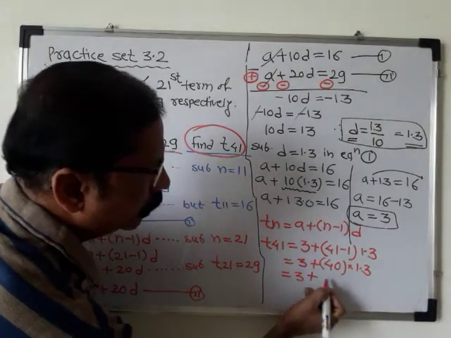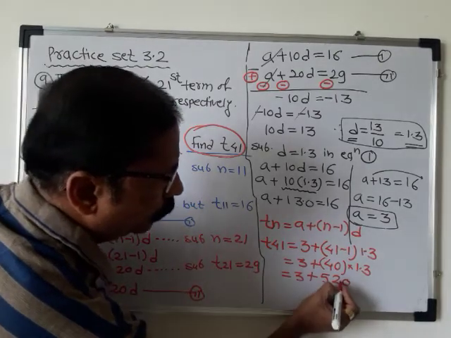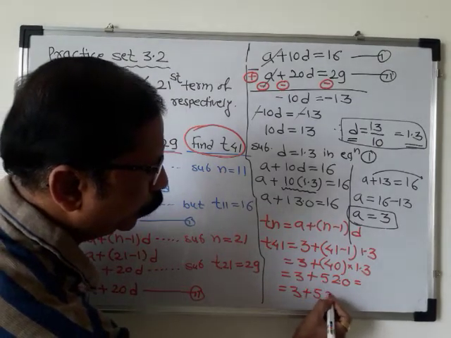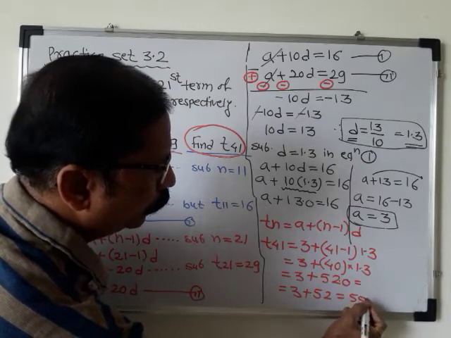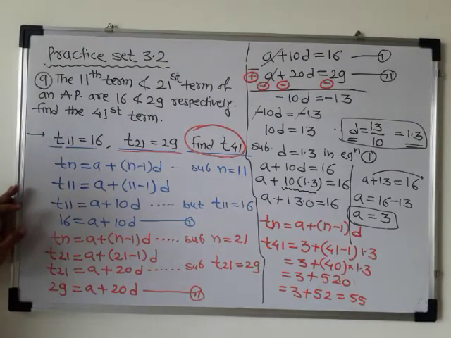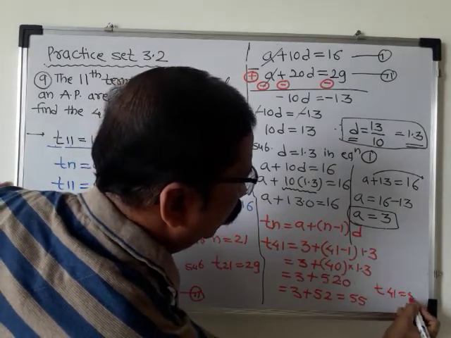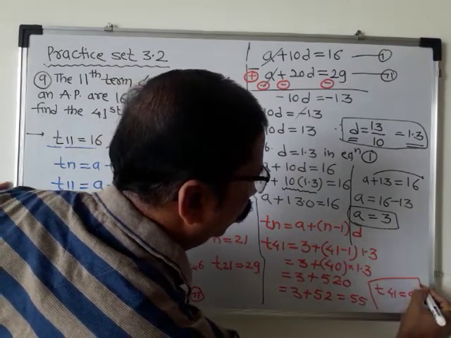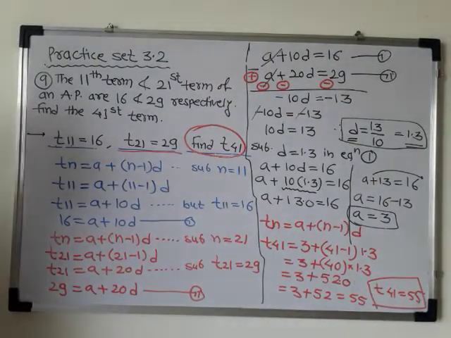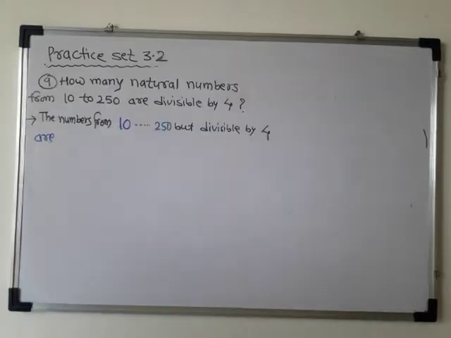3 plus, here do the multiplication, you will get 520, decimal point after one digit. That is 3 plus 52, that is 55. So our answer is T41 is equal to 55. T41 is equal to 55. So 41st term is 55. Like this, we have to solve this sum, which is important.